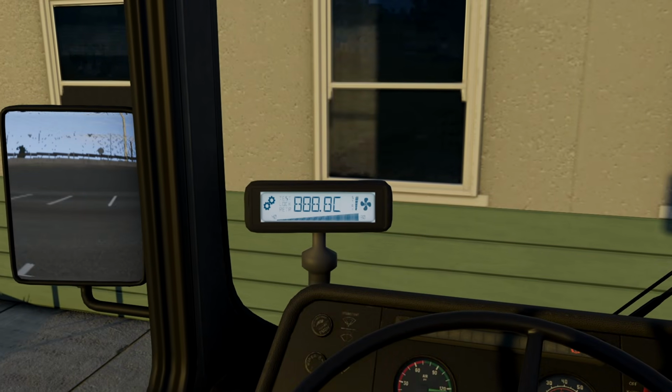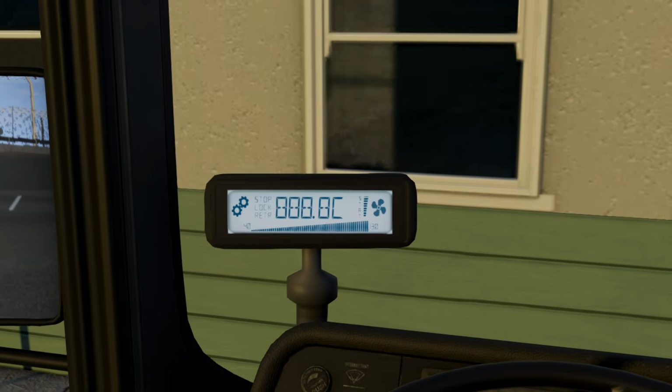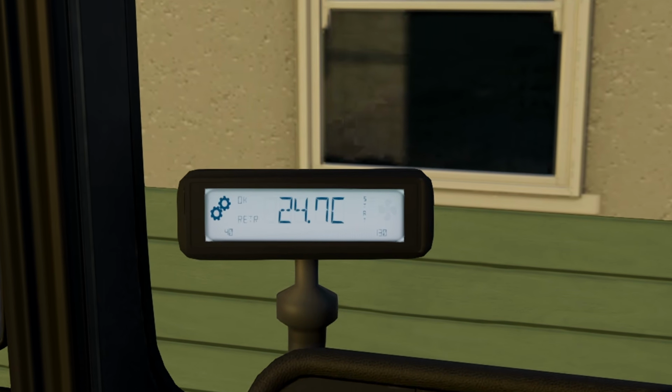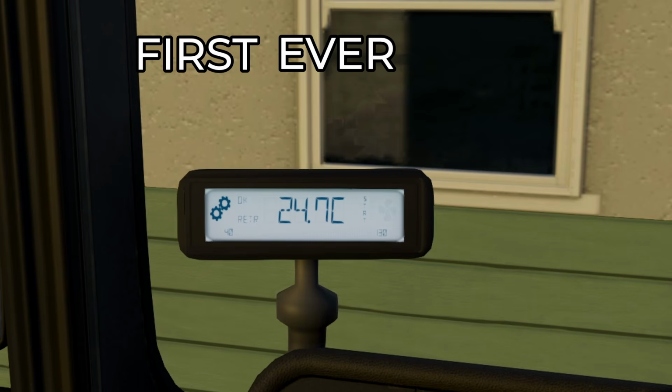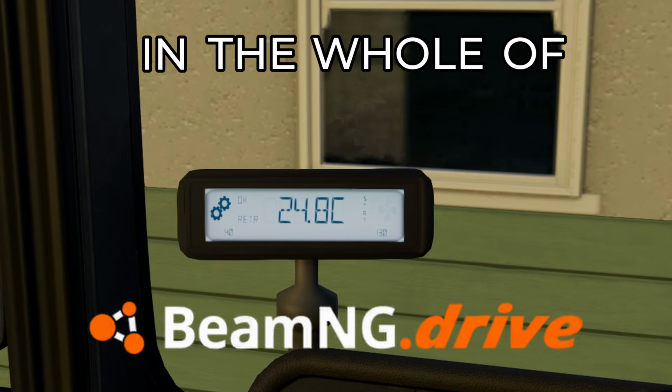Hey everyone. After months of work, I am finally excited to reveal the biggest feature in the version 8.0 update for the Wentward Transmission Pack. Believe it or not, this is the first ever full transmission temperature simulation in the whole of BeamNG.drive.